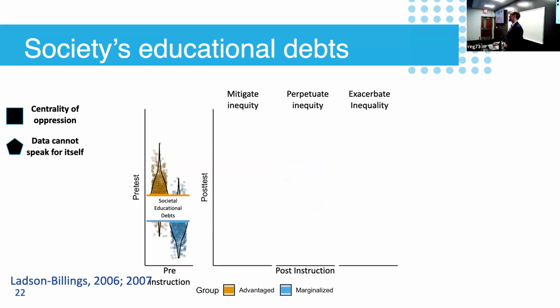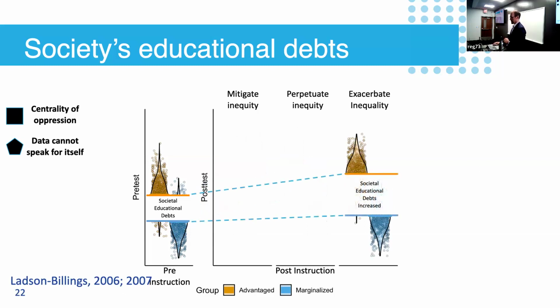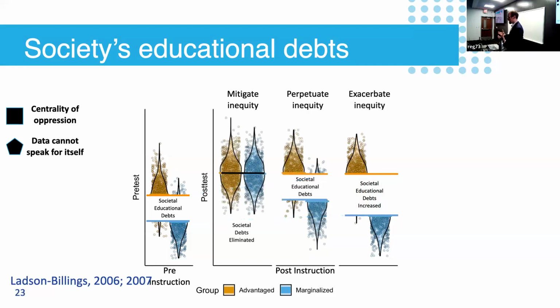Third, we can exacerbate the inequity. Here our educational debts get larger. This is, of course, the worst case scenario. So those are the three kinds of outcomes we could imagine. And again, I assume we would all want to see this mitigate inequities, where we're repaying society's educational debt. So this is a key idea. This is the measure we're going to be looking at: how much educational debt is owed to these students in the research. So, questions about this idea?